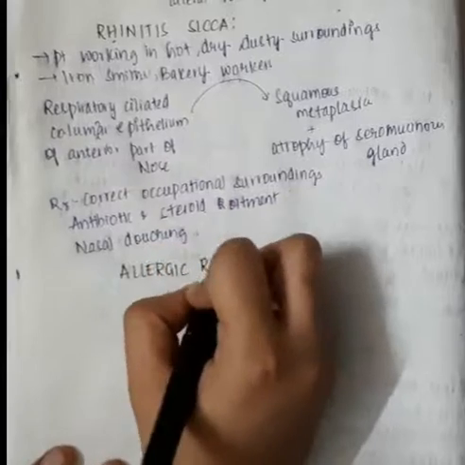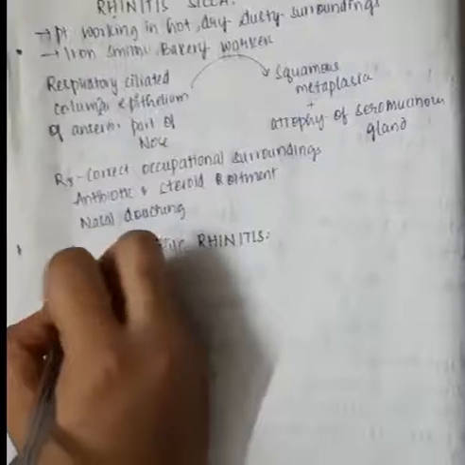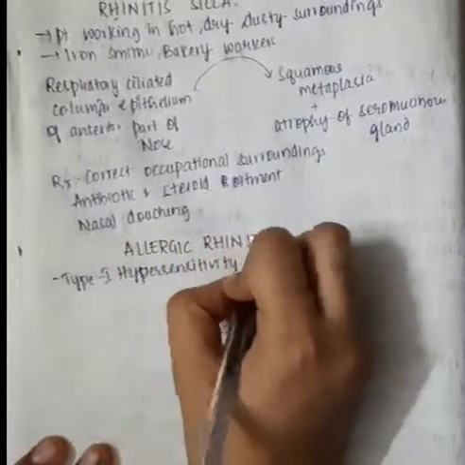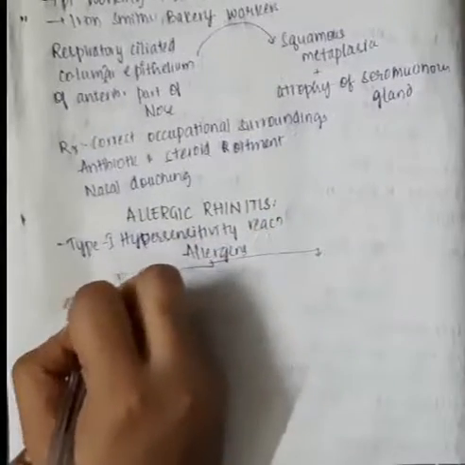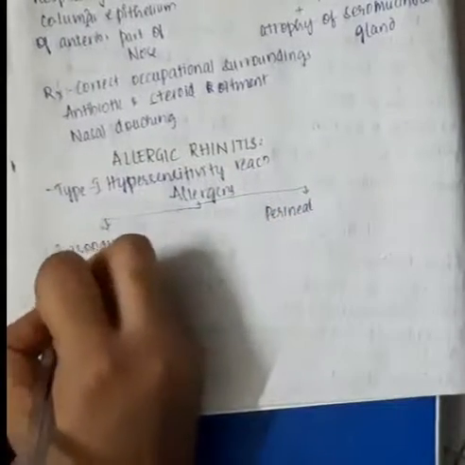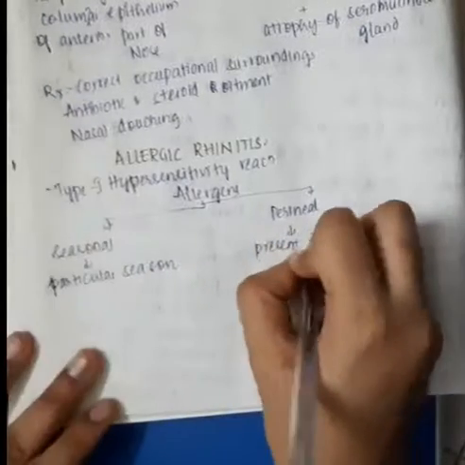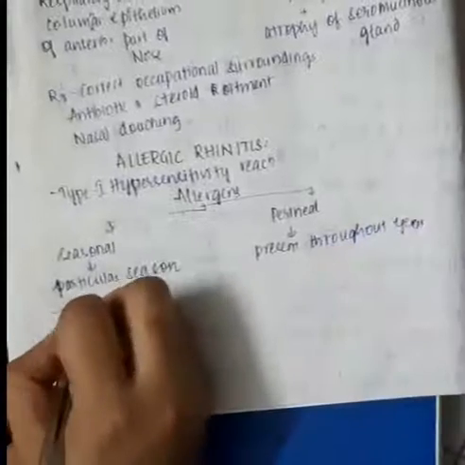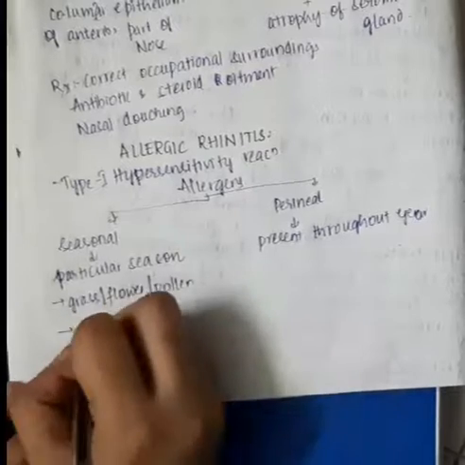Then we have one more, which is called allergic rhinitis. Allergic rhinitis is mainly a type 1 hypersensitivity reaction, in which you have allergens. There are two types of allergens, one being seasonal allergen, second perennial allergen. In seasonal allergen, a particular season is involved. In perennial allergen, it is present throughout the year. In seasonal allergen, grass, flowers and pollen are involved.